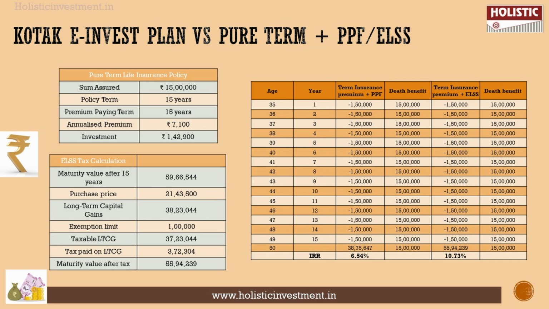But here, ELSS mutual fund, we are investing the same amount, and still we are getting 10.73% in the long run. 10.73% with an amount of 55 lakhs. Actually, we are getting 59 lakhs as the pre-tax value, but after paying the tax, we are getting a value of 55 lakhs for an IRR of 10.73%, which is definitely an inflation beating return and a risk adjusted return. In the long run, it will definitely help us to achieve our financial goals and create a financially secure future for our family.